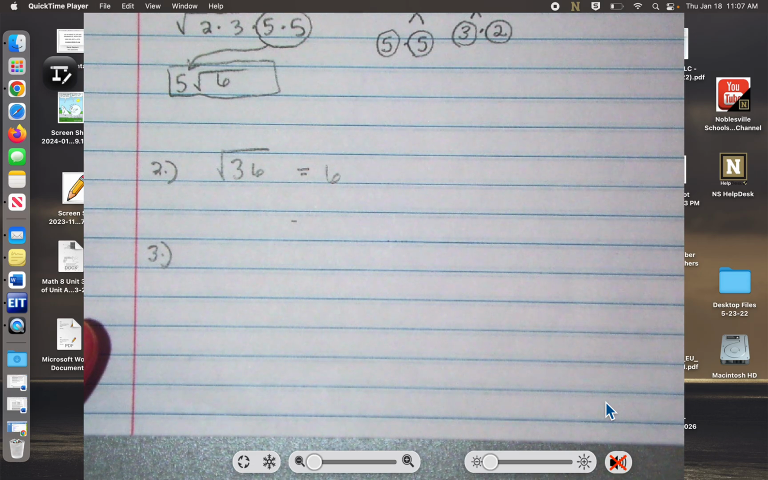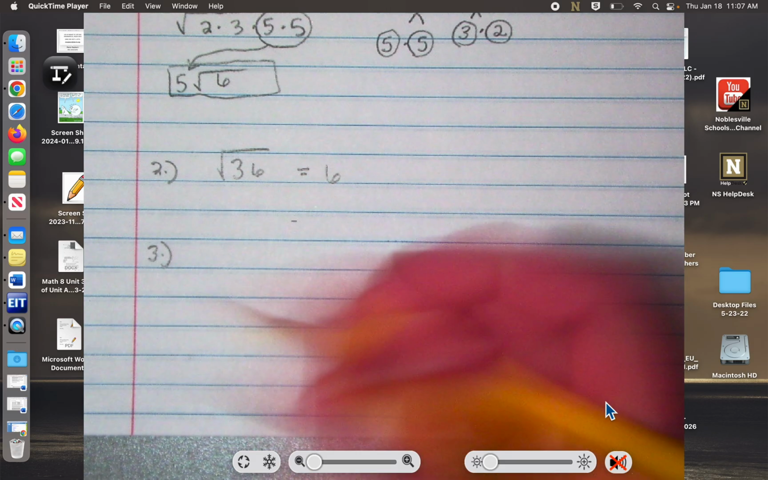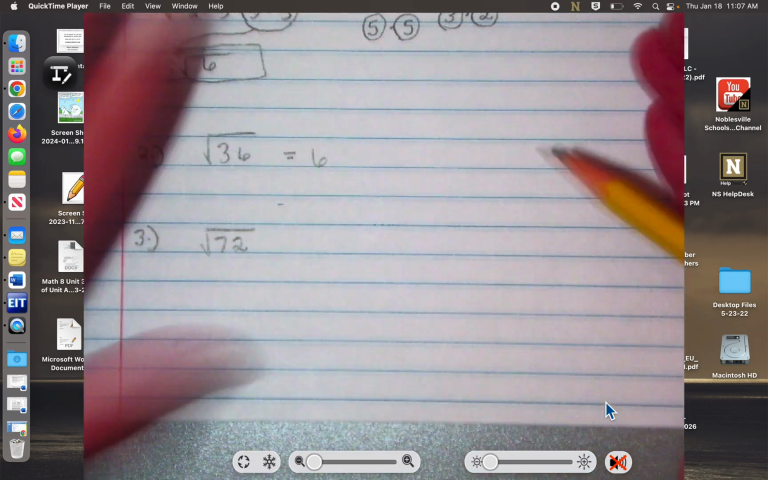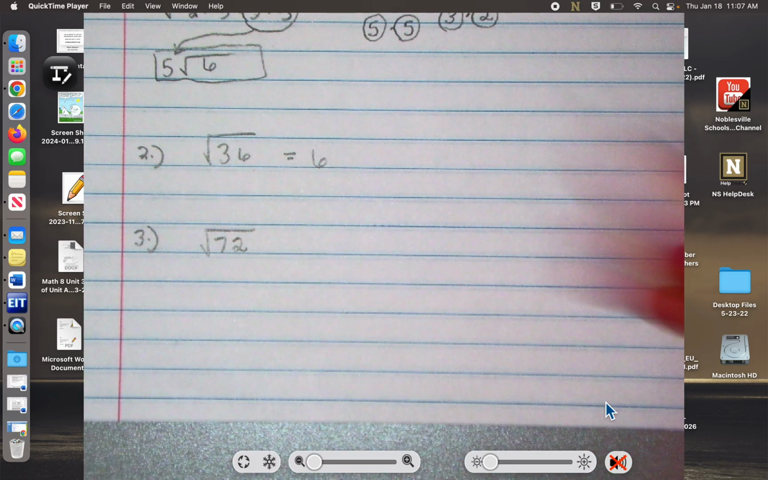Let's try 100. No, because that would just be 10. 123. No, we can't do anything with that. It's a prime number. 125. No. Trying to think of a good one. Let's do 72. Square root of 72.